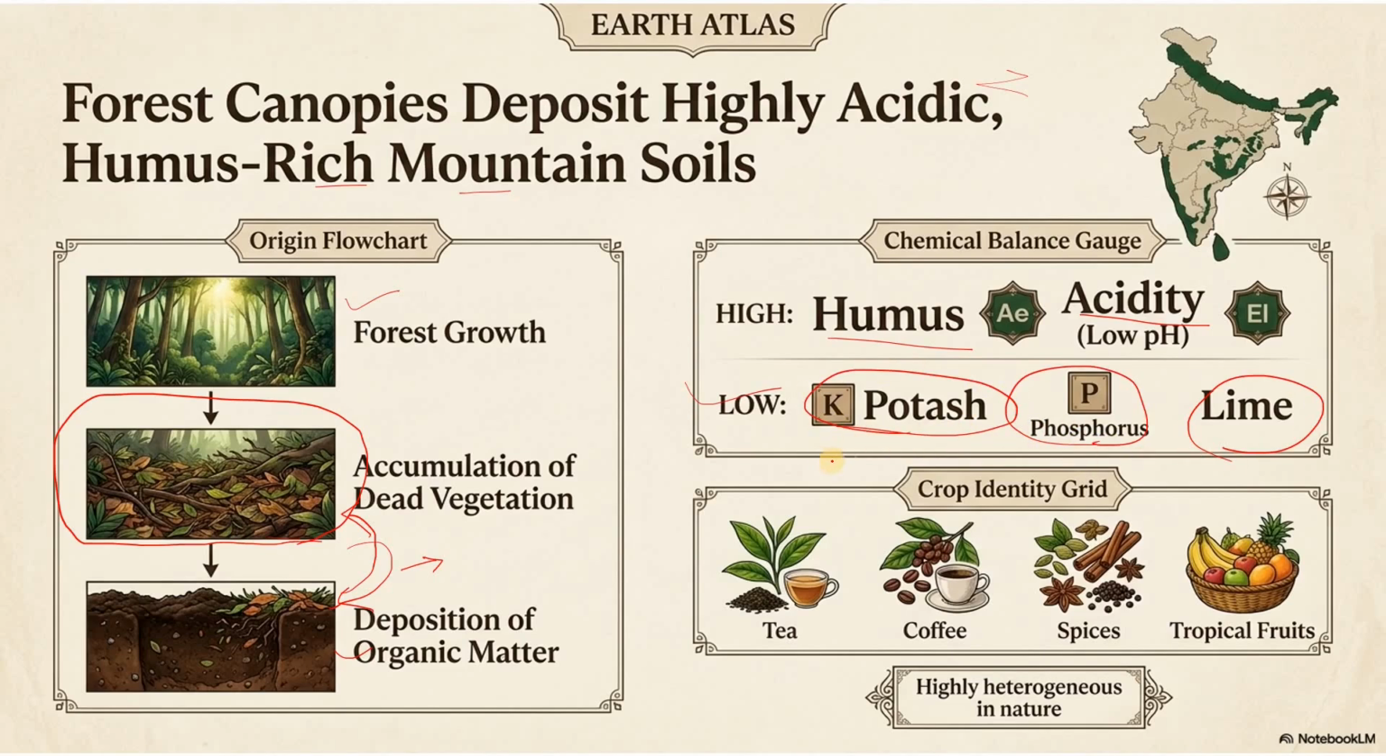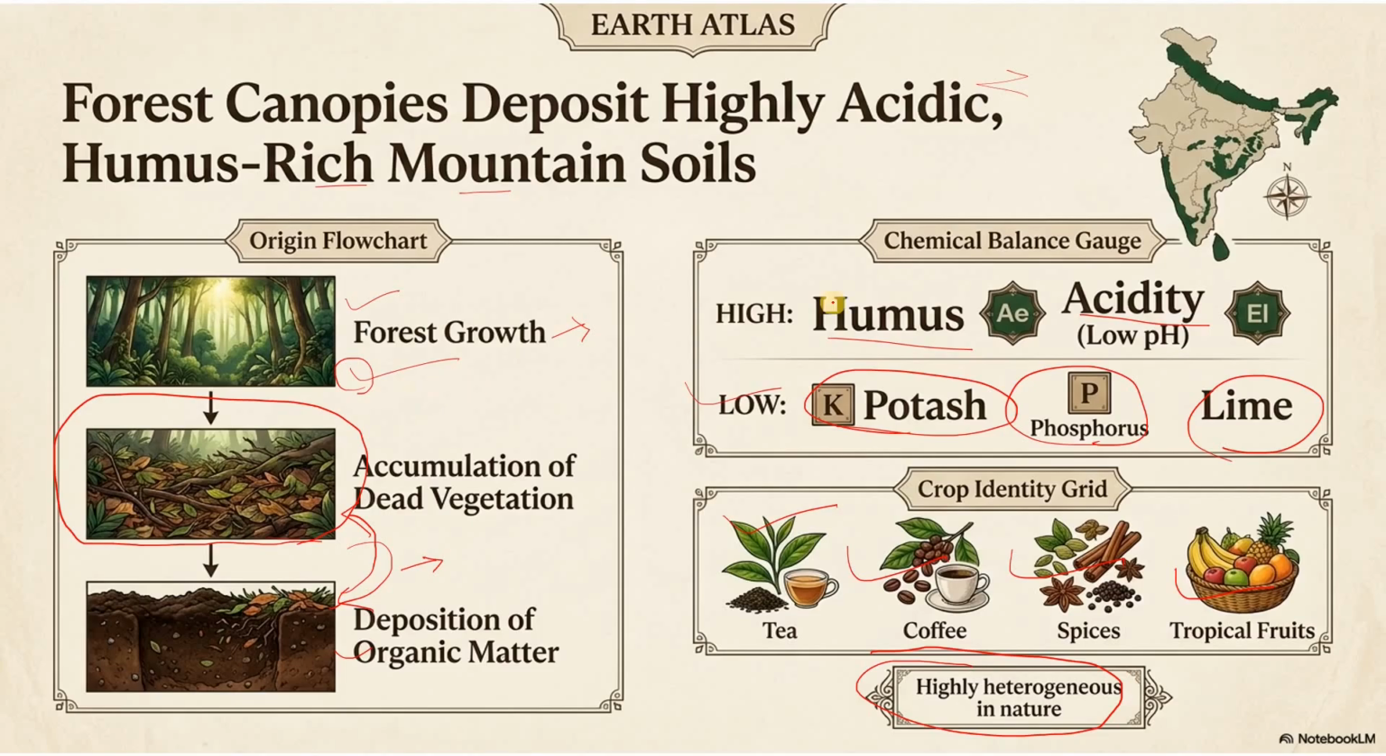And what are the crops that grow here very well? That is the tea, the coffee, the spices, and the tropical fruits. The soil is highly heterogeneous in nature. It means the forest soil, the mountain soil, can have very different chemical and physical properties according to which type of forest the soil is found in.